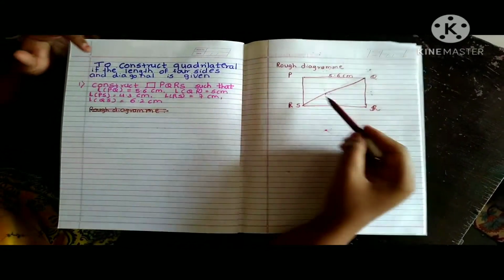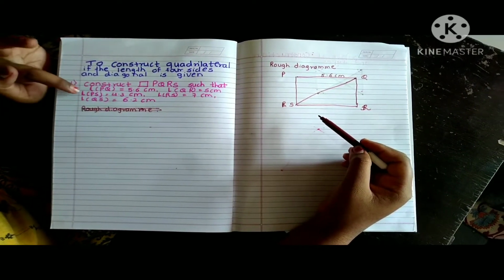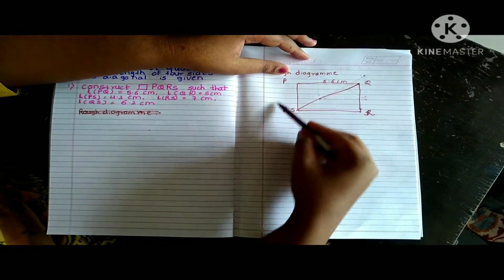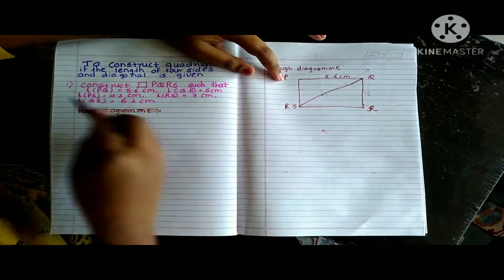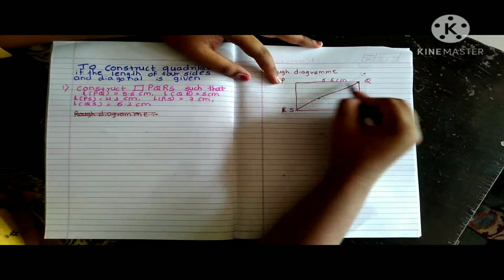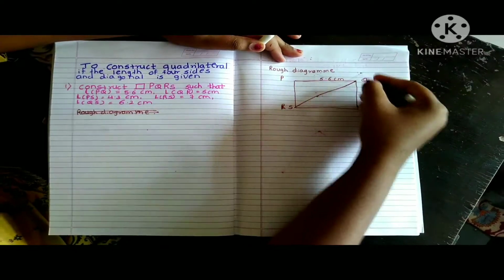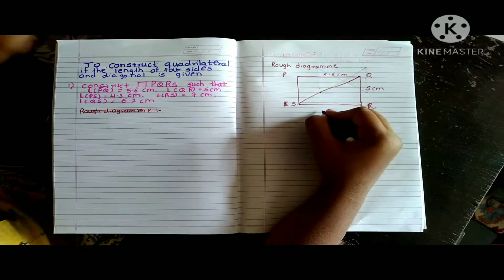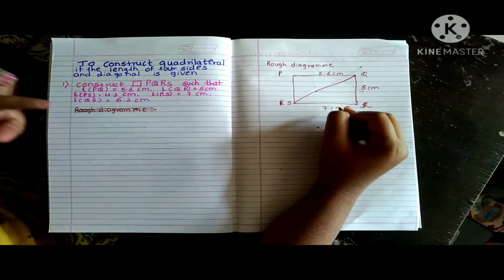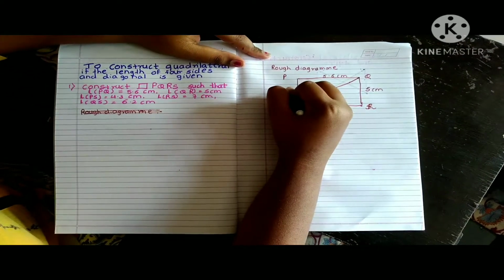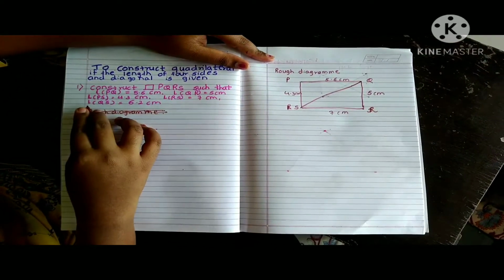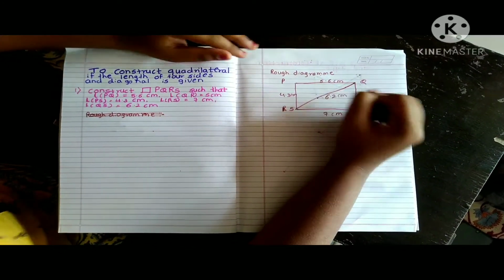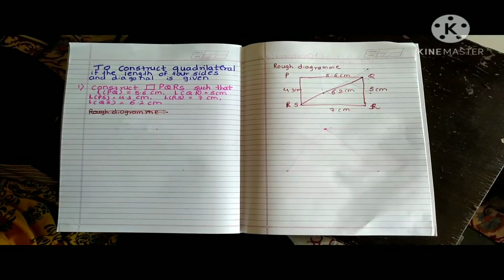So first we will draw the rough diagram. What is given? The first condition, construct quadrilateral PQRS. So first I have drawn quadrilateral PQRS. Then they have given us the measurements of the sides. Length PQ equal to 5.6 centimeter. Then length QR equal to 5 centimeter. Then length RS equal to 7 centimeter. And length PS equal to 4.3 centimeter. And they have given us one diagonal, that is diagonal QS, as 6.2 centimeter. Now let's see how to do this construction.